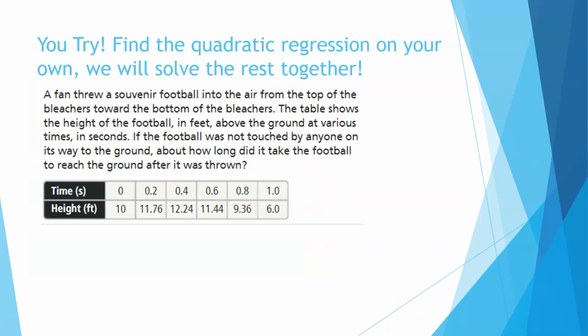Okay, so here it says you try, find the quadratic regression on your own. We will solve the rest together. So it says a fan threw a souvenir football into the air from the top of the bleachers toward the bottom of the bleachers. The table shows the height of the football in feet above the ground at various times in seconds. If the football was not touched by anyone on its way to the ground, how long did it take to reach the ground? So the how long it takes to reach the ground will be a new concept. But in order to do anything with this, we have to find a quadratic function for it.